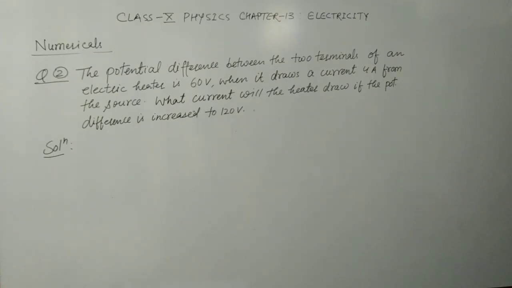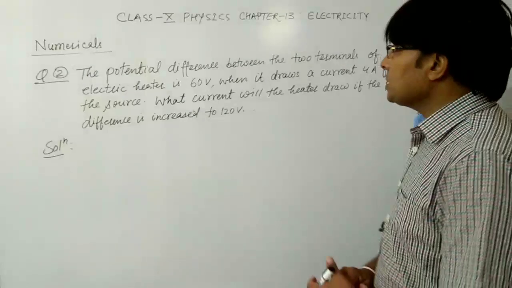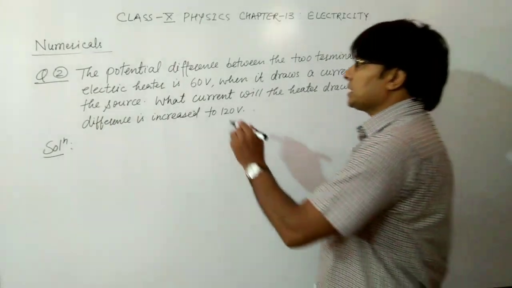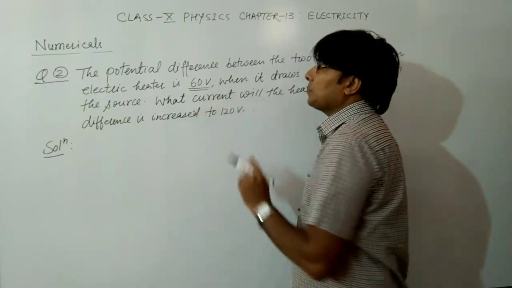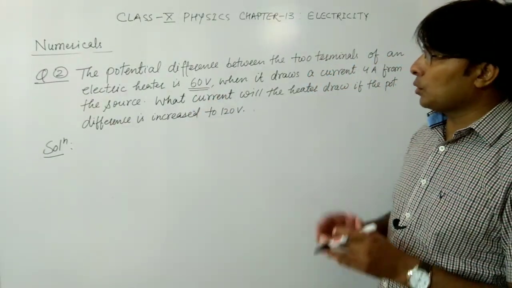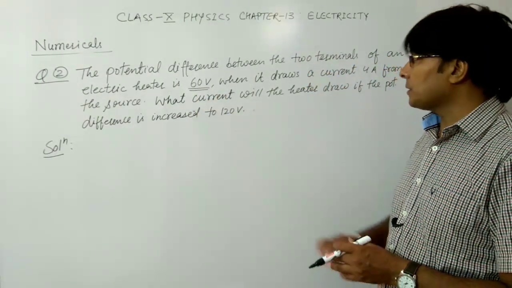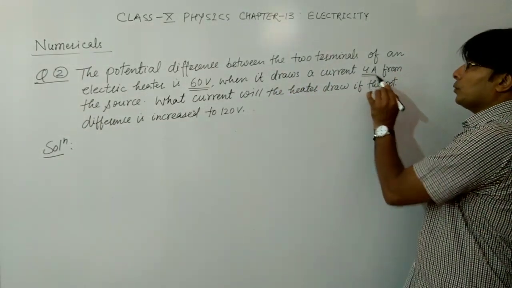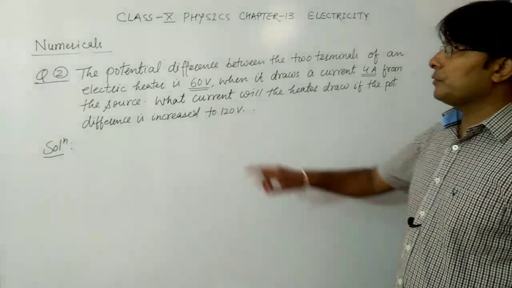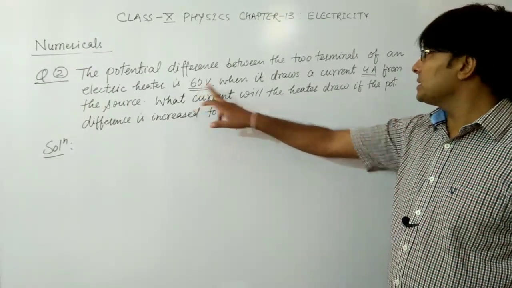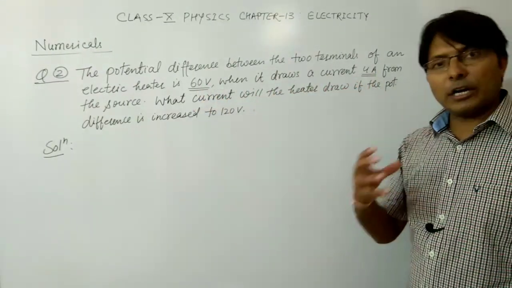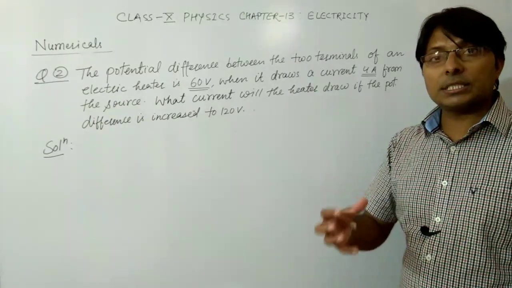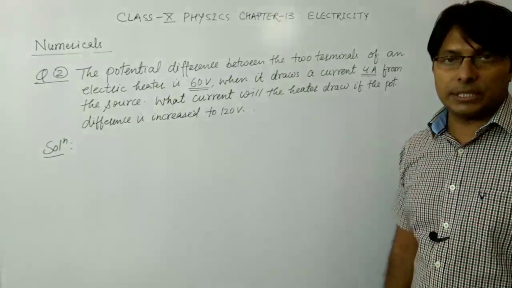So this is the next question. The potential difference between the two terminals of an electric heater is 60 volt. So this is the potential difference across the two terminals of a heater when it draws a current of 4 ampere. So this value of current has been given. If we have been provided voltage and current, then we can find out the resistance of the filament, or we can say the resistance of the coil used in the heater.